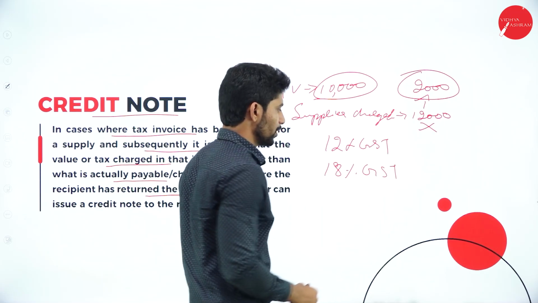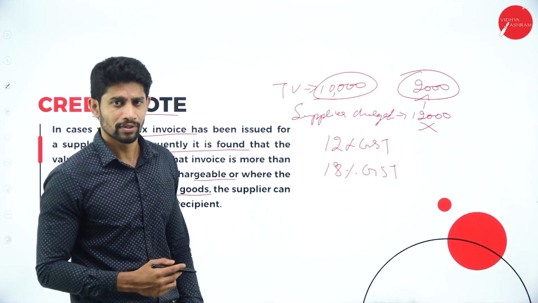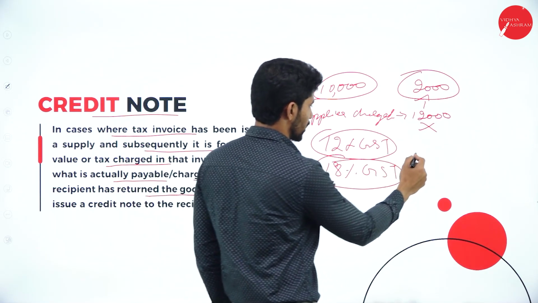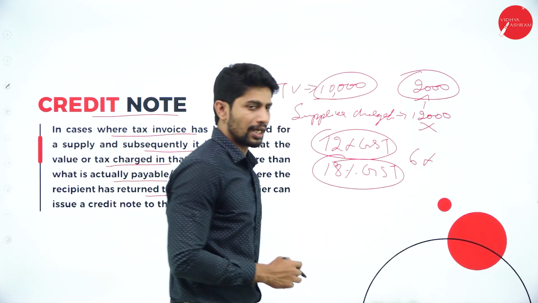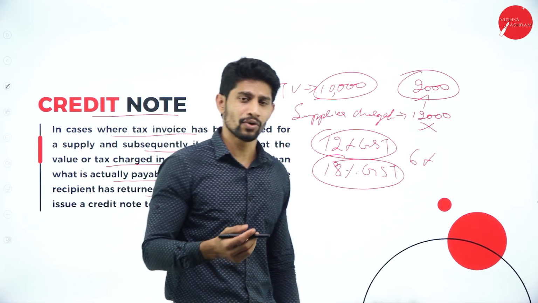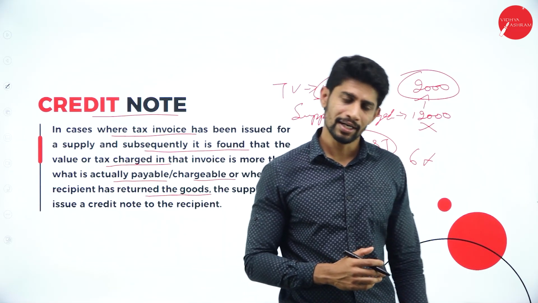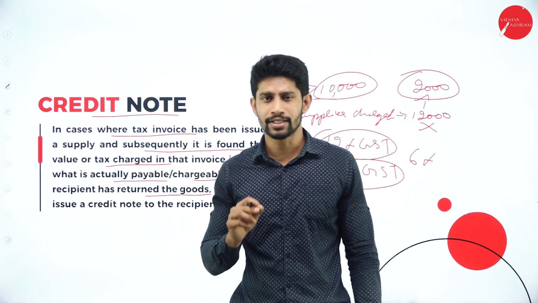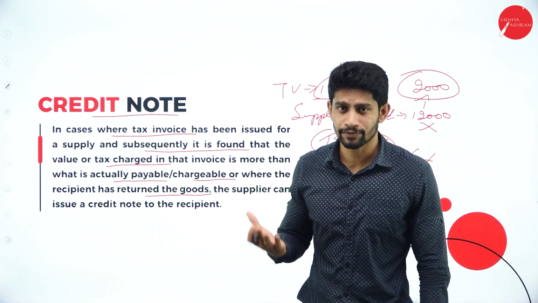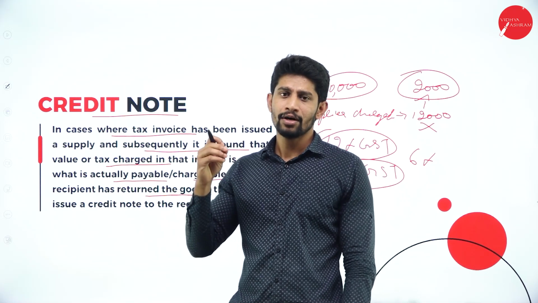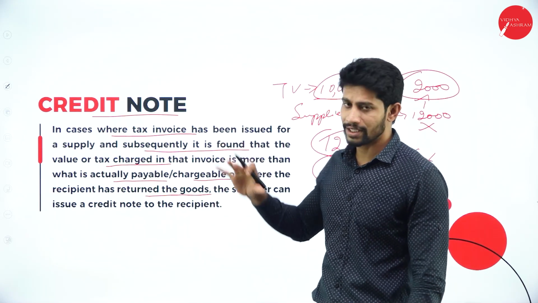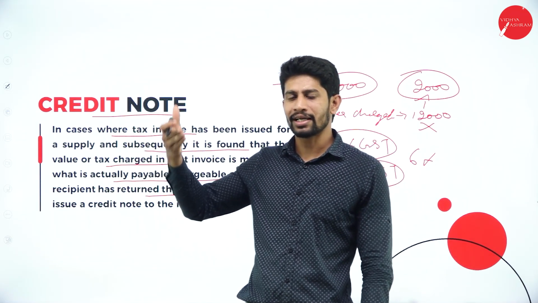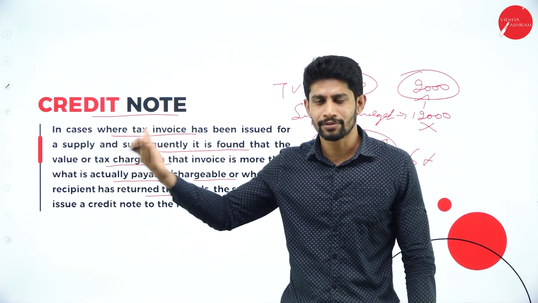So now what will happen? Now we can raise the credit note. For example, instead of charging 12%, he charged 18%, so he collected an extra 6%. For collecting this extra 6%, he can raise the credit note and credit the amount to your account. So credit note is nothing but, in case the supplier is charging more than the actual price of the product, or more than the actual rate of GST, then he can raise the credit note and remit or credit the excess amount he collected from the customers.